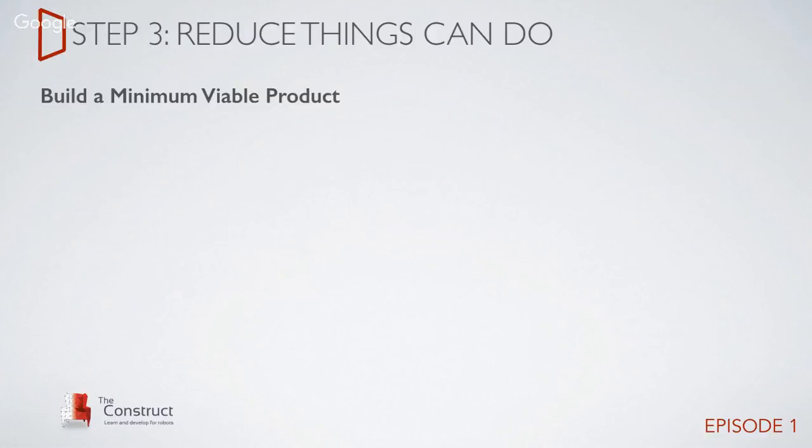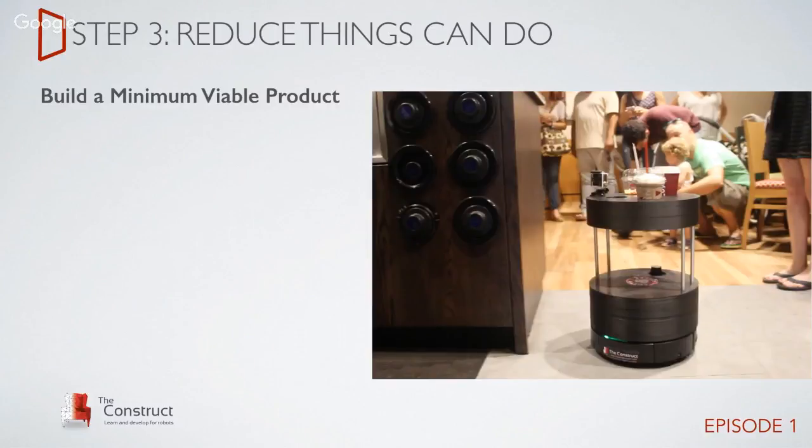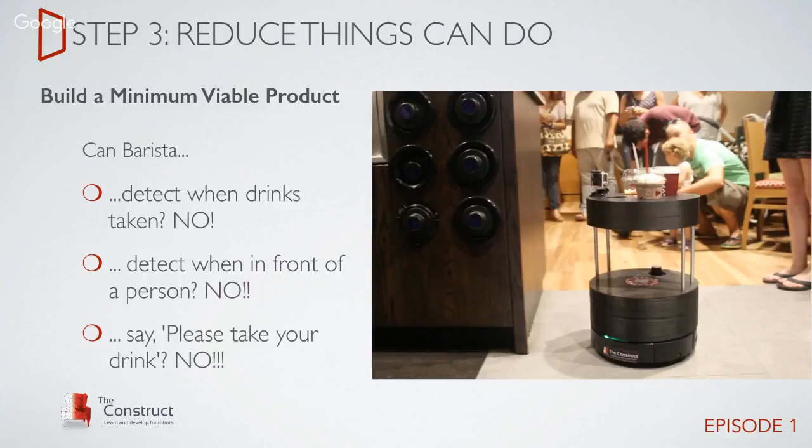But in order to get this product as fast as possible, you have to reduce the amount of things that you want the robot to do. For example, for the Barista robot, we were asked, hey, can Barista detect when drinks are taken from it? So then it will detect when the people have taken the drink, so it can return automatically.